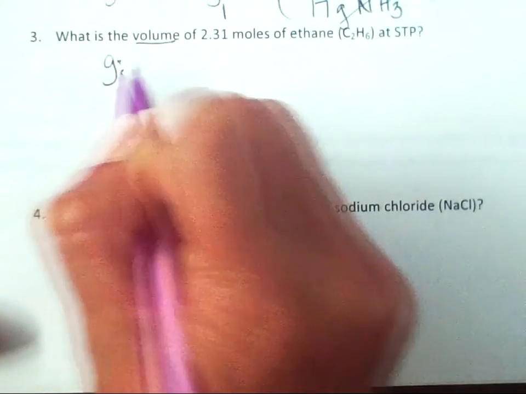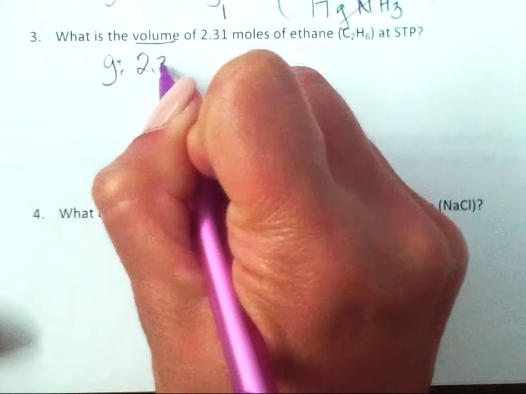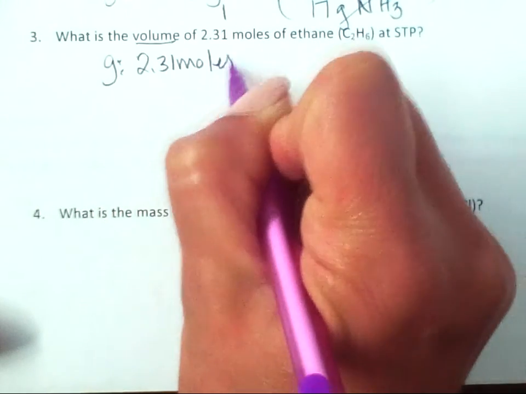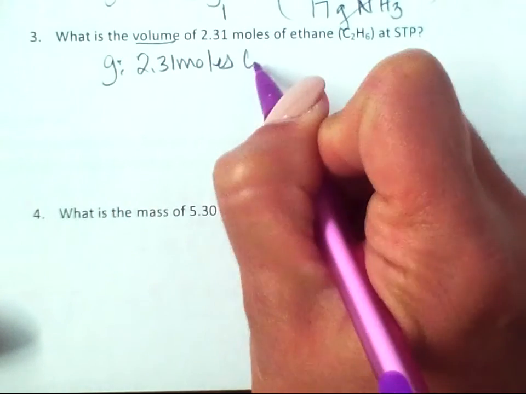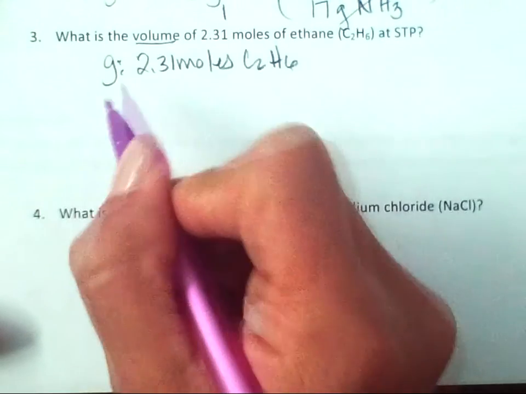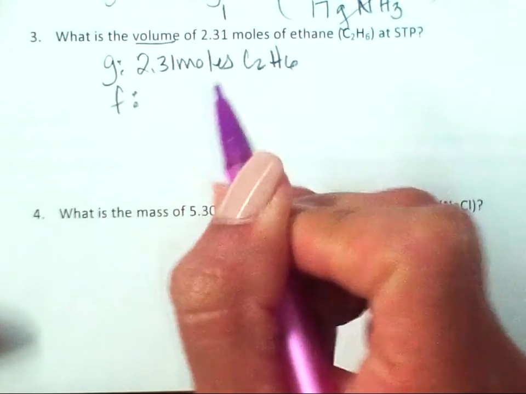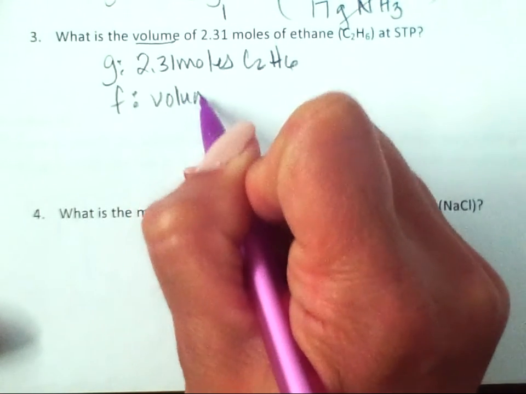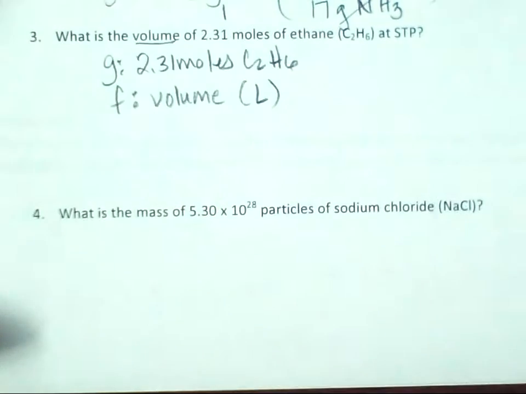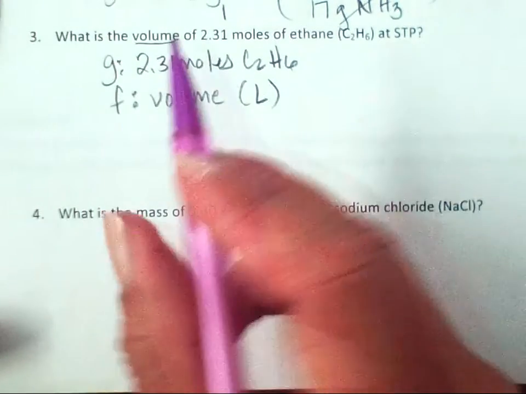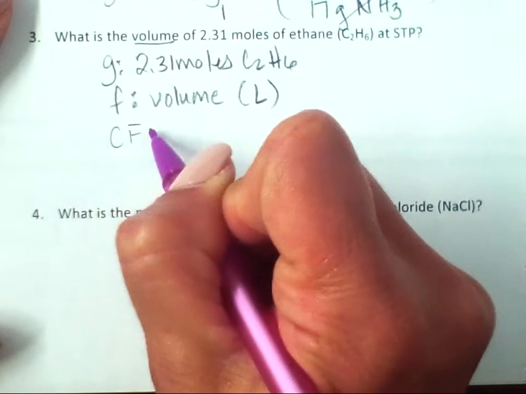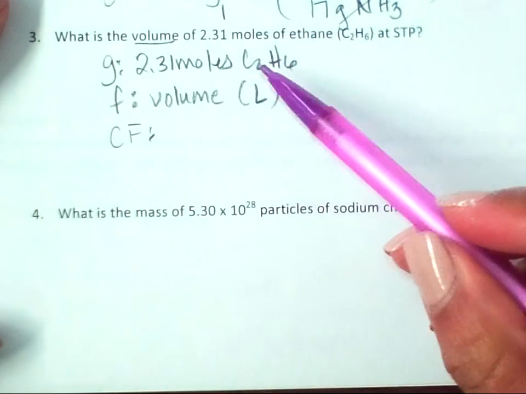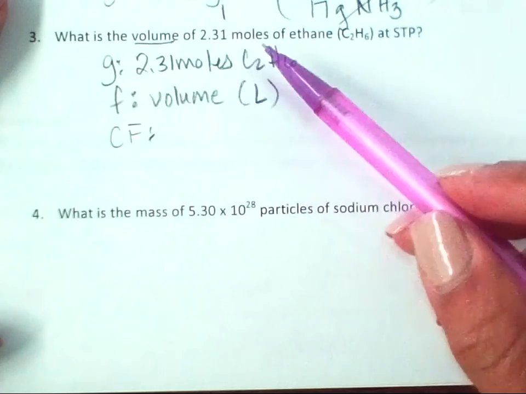So let's do this. The given is 2.31 moles of ethane. We're trying to find the volume. Now, the volume really means liters in this case. That's the space that it takes up. It's the size of that box. Conversion factor. Okay. Now we're just going to look at the conversion between these two.